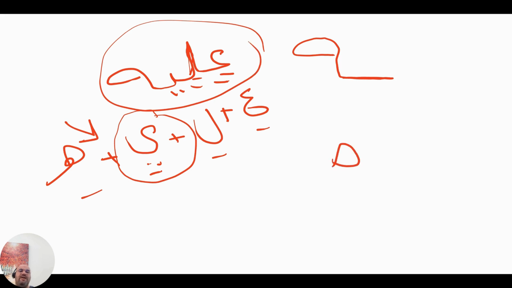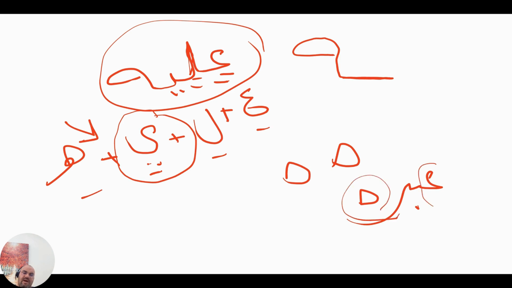But if the letter before ha is not connected and it's one word, it will be just like a circle. For example, ibrah or abrah. So we write it this way as an example of writing the ha, just a circle in this way.